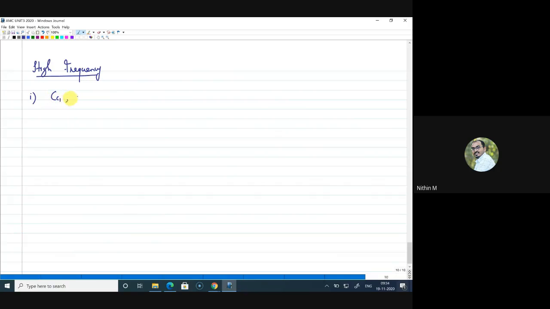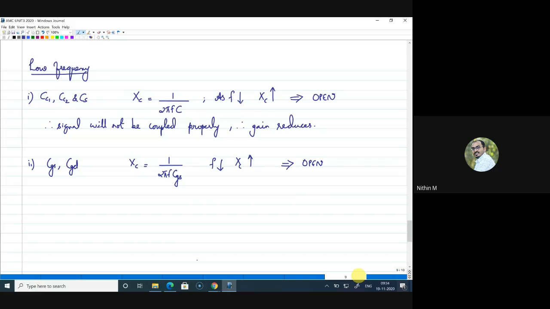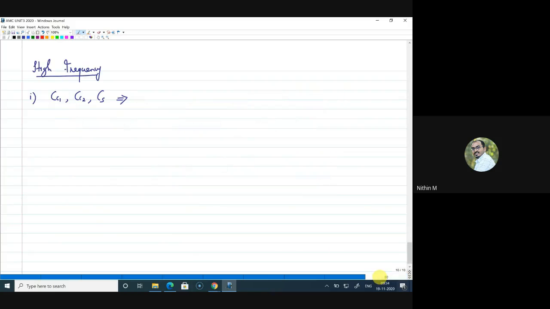Again, at high frequency we have CC1, CC2 and CS. Now, here both are acting as open. At high frequency, we know that Xc is again 1 by 2 pi f CC1. As f increases, Xc reduces, since f is in the denominator. So if Xc is reducing, ultimately at very high frequency, we can say that these coupling capacitors will act as short.